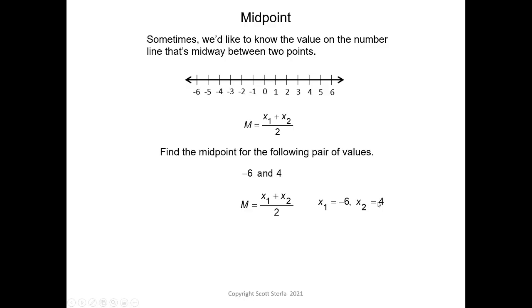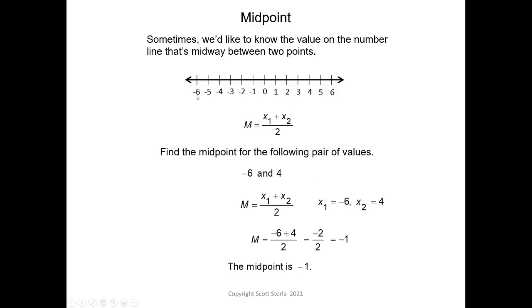So once I've decided on my x1 and x2 values, I go back to my formula. I replace x1 with -6. I replace x2 with 4. Now I just follow the order of operations. In the numerator, -6 plus 4 is going to be -2. And then -2 divided by 2 is 1, and the signs are different, so it'll be -1. And that tells me that the midpoint is -1.